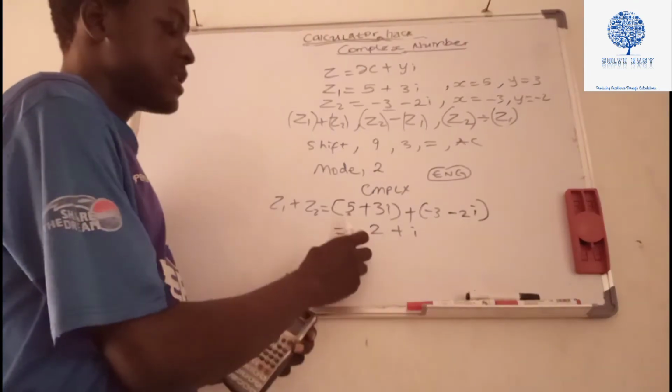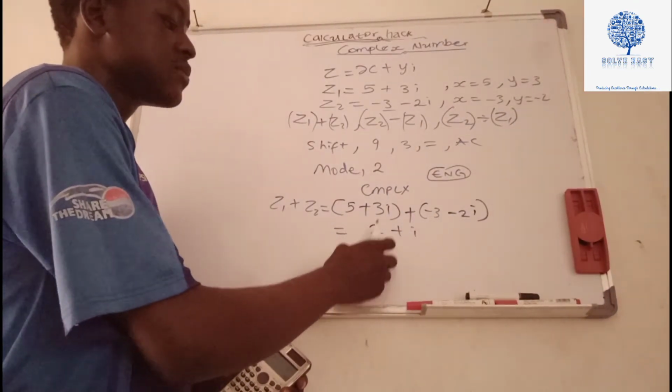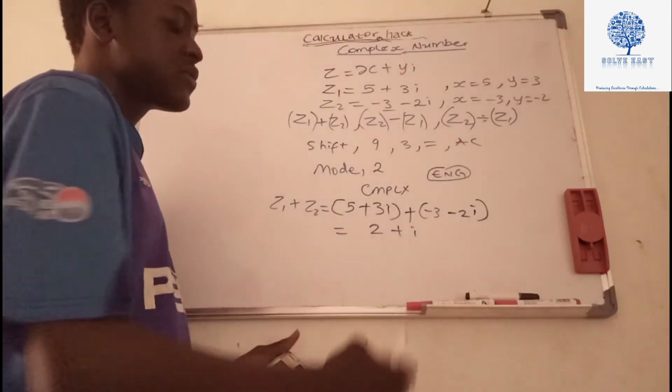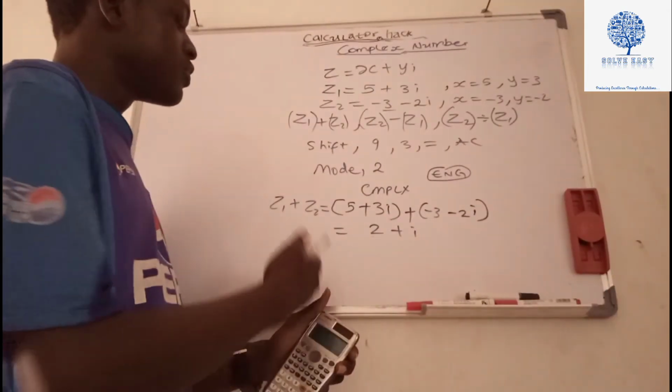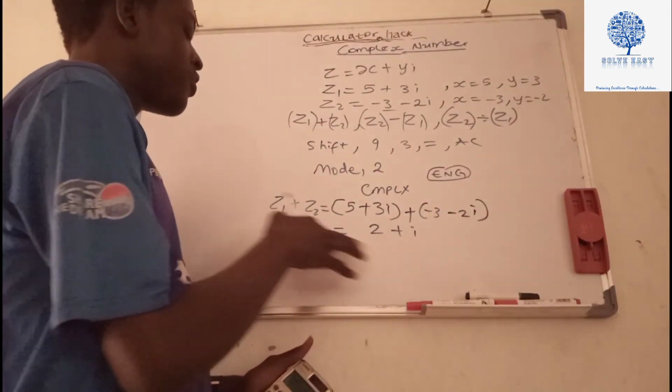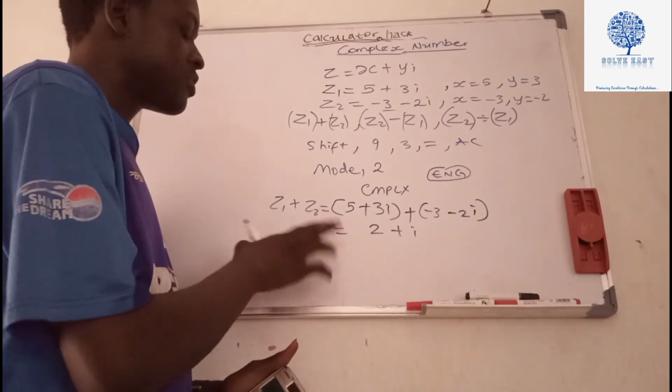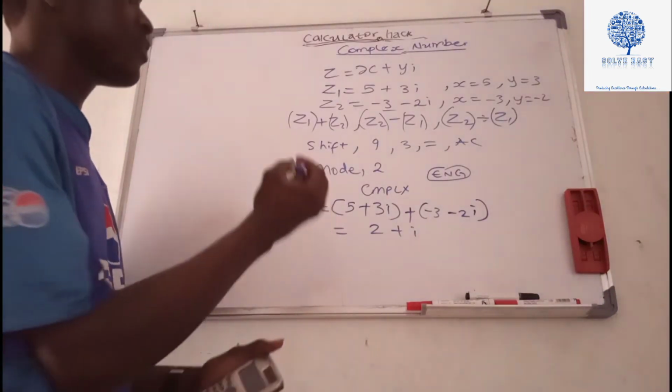By algebra, we add this by saying 5 minus 3, which gives us 2. 3i minus 2i gives us 1i. So we've been able to get our answer for the complex number z1 plus z2.